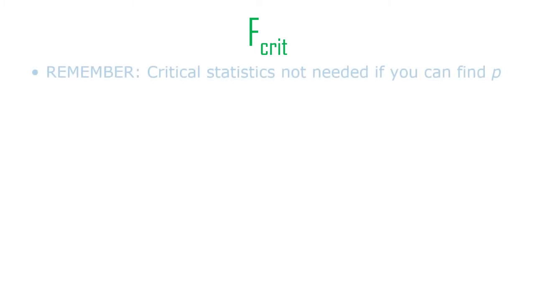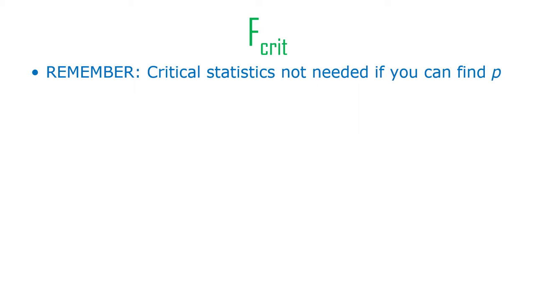And when we don't use software, we need an F critical. If we can't find a specific p value, then we need a critical F so that we at least know whether our p is greater than or less than our alpha, so 0.05 or 0.01. In this case, 0.05, because we chose that as our alpha for this analysis. The only reason you need F critical is because you can't get specific information about p.